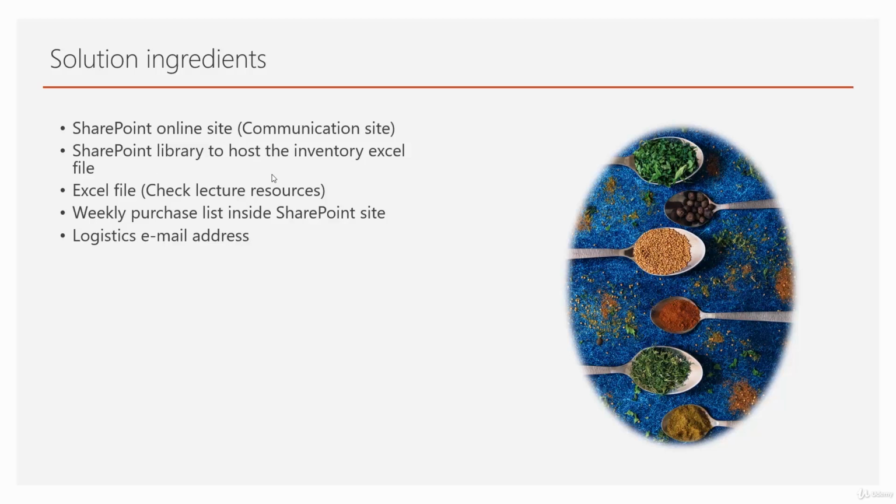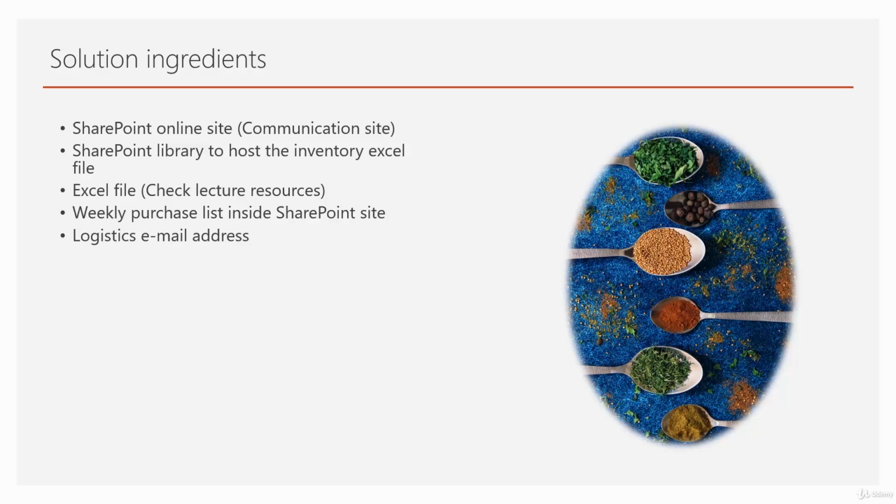We need a SharePoint library to host the inventory Excel file. We need the Excel file that I already added to the lecture resource. Just click on the resources and download the file. We need to create a weekly purchase list. And we also need to find an email address that is supposed to be the logistics email address. It can be any email. You can even use your own email. That's all good. But we need to get a contact, and this email doesn't necessarily need to be on Microsoft platform. You can use your personal email on Gmail or anywhere else. Ready? Let's start doing this.